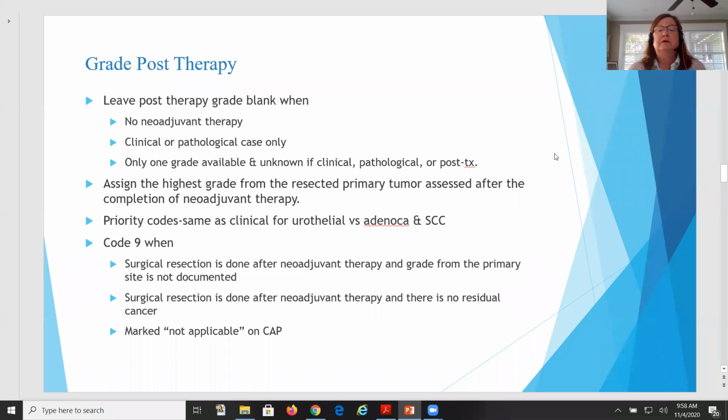Same priority codes for urothelial versus adenocarcinoma. So the same instructions apply from the grade clinical and pathological. Those apply here as well. Code 9, when surgical resection is done after neoadjuvant therapy and the grade is not documented, or surgical resection after neoadjuvant therapy and no residual, or marked not applicable on the CAP.